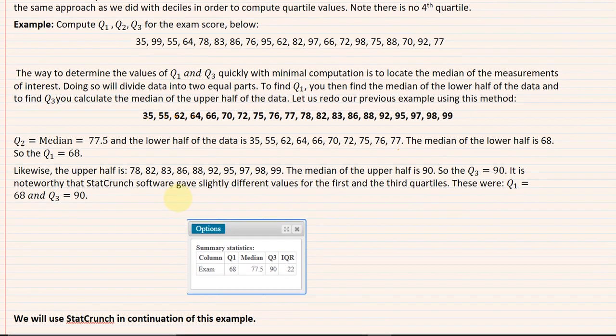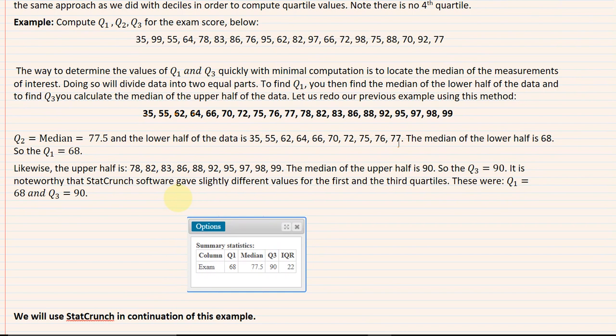Now, this is the run from StatCrunch. StatCrunch gives a 68 for Q1, the median was 77.5, and Q3 was 90, which is exactly what we found using the easy way of doing this. So the numbers match what we have. And again, we're going to use StatCrunch when we do this.